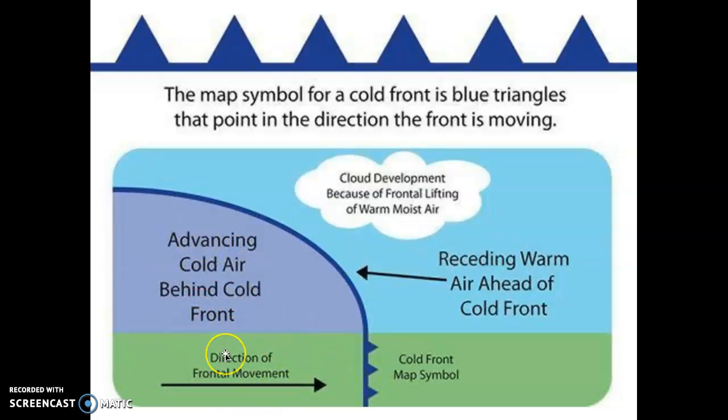Behind the front is a cold air mass. This air mass is dry, so the precipitation will stop. The weather will be cold and clear or just partly cloudy.